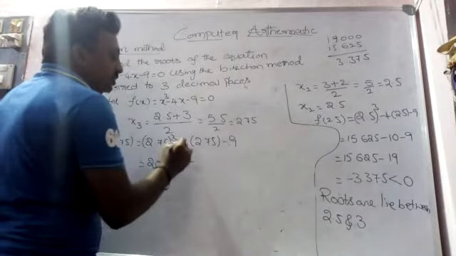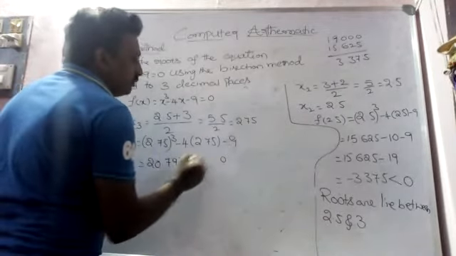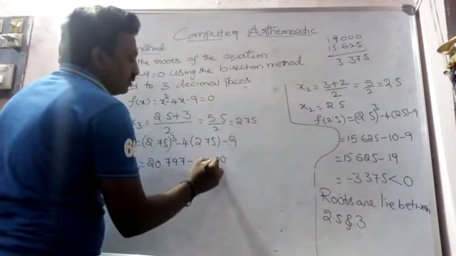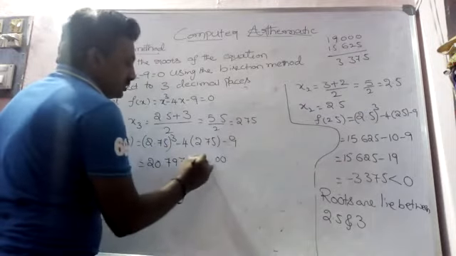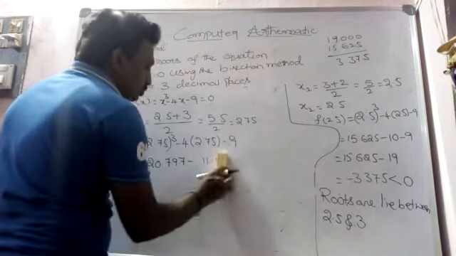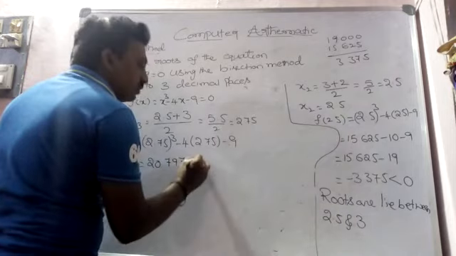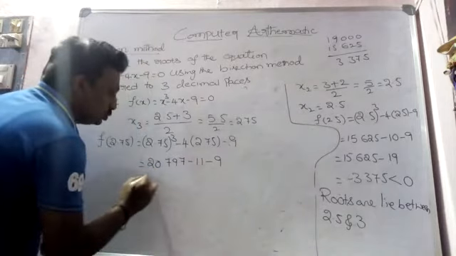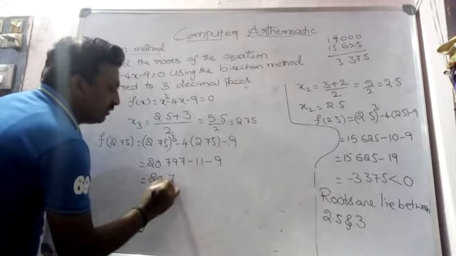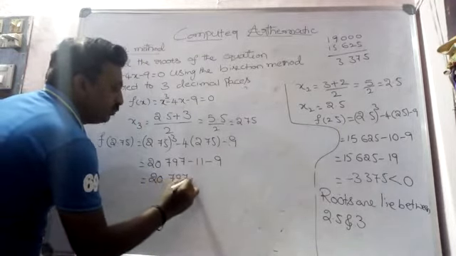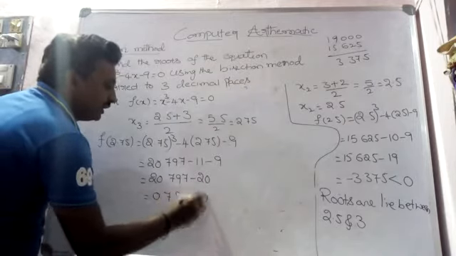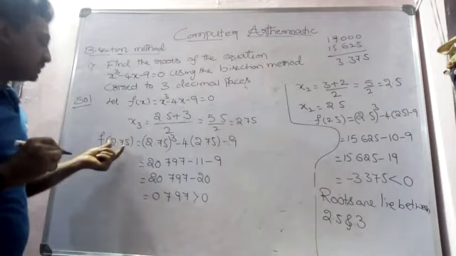Okay, now go to multiplication. 4 into 5, 20. 4 7 is 28, 28 30. 3 carrying. 4 2 is 8, 11. So this value is 11 minus 9. So that equals 20.797 minus 20. So go to subtraction. This one, positive sign getting. This is greater than 0. So this is greater than 0.